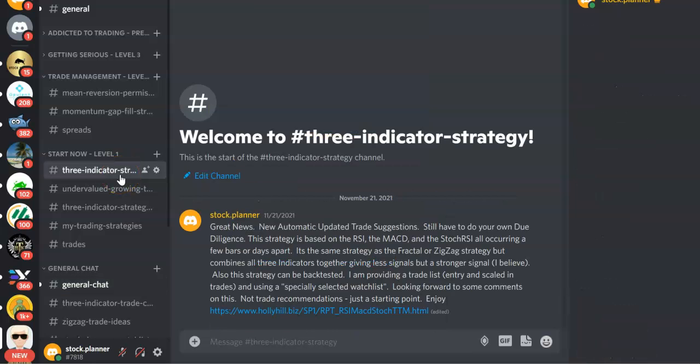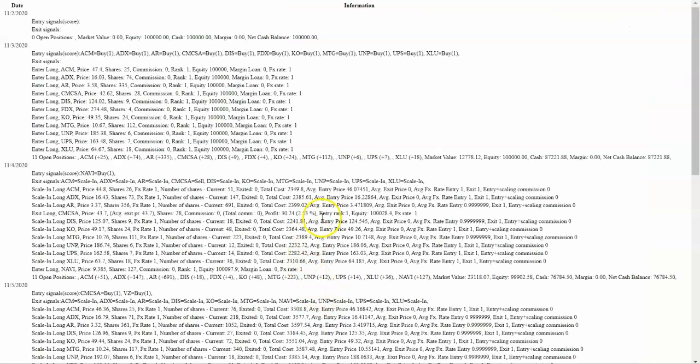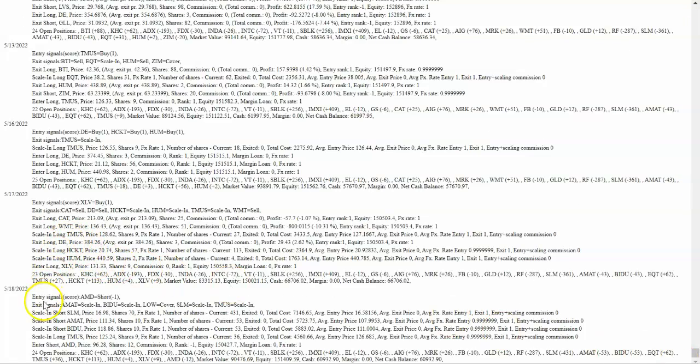Underneath that, I have a 3 indicator strategy using the MACD, the stochastic RSI, and the RSI. And I have my trades. Clicking on the trade list and going to the bottom, we see yesterday's date, 5/18, and what today is going to be, 5/19. But yesterday, we had an entry signal for AMD short. And it also said to scale in and add more to AMD short. That's what I want to talk about.